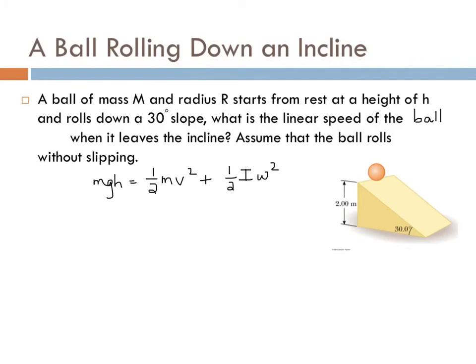Now, we can replace omega with v over r, and we need to make sure that we square it. And our moment of inertia for a ball, we can say is 2/5 mr squared. Again, these numbers can come out of your reference sheet.